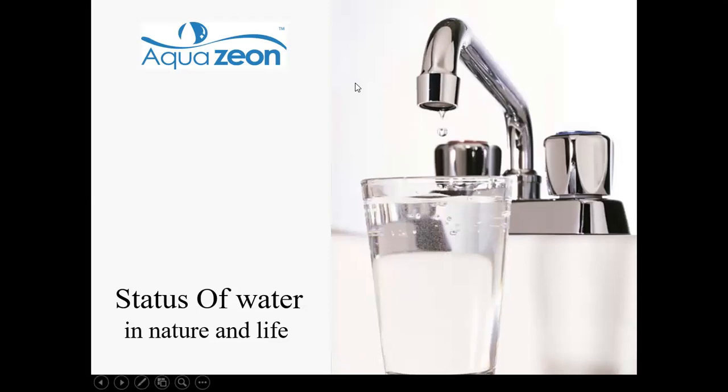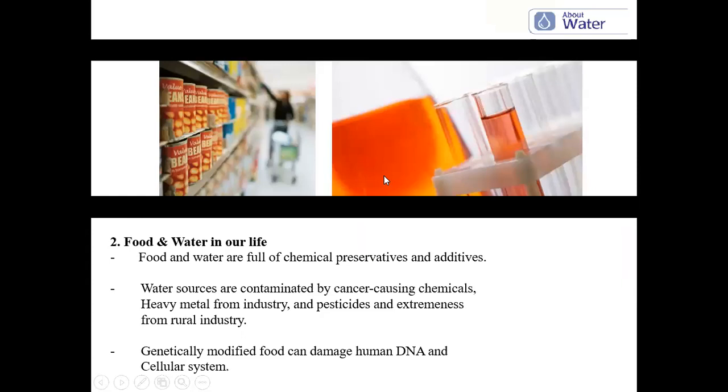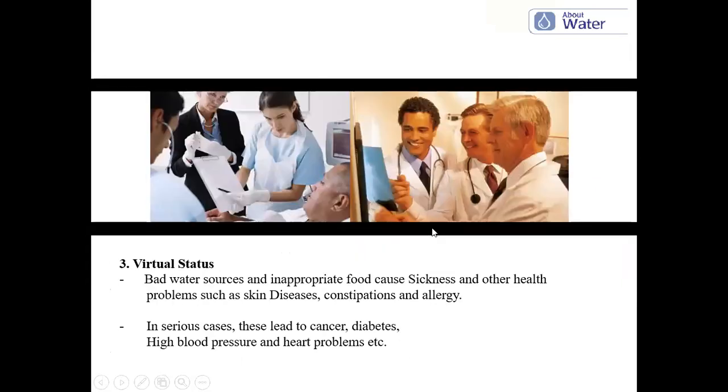So what is a proper system? We can use a system. In the water nature, you can see the environment surrounding all this pollution. I think you know already, so I don't need to explain it clearly. Food and water in our life. You can see all the bad water sources cause sickness and health problems: skin diseases, constipation, allergy, all the chemical things happening to our body.